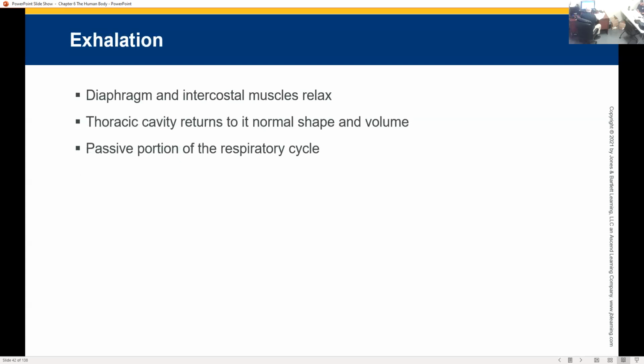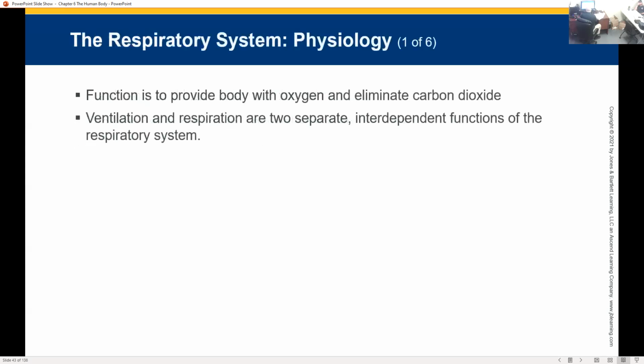All right, so the diaphragm and intercostal muscles relax, and the thoracic cavity returns to its normal shape. So this is, again, the passive portion of the respiratory side. The active part of it is you breathing in. The passive part of it is breathing out. And again, it takes longer to breathe out than it does to breathe in.